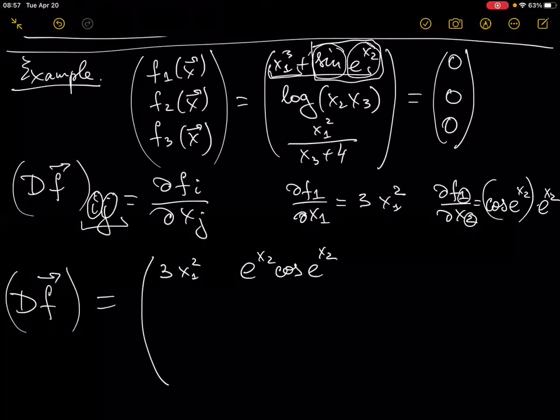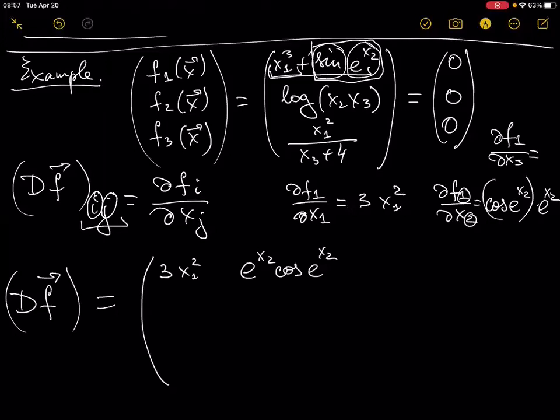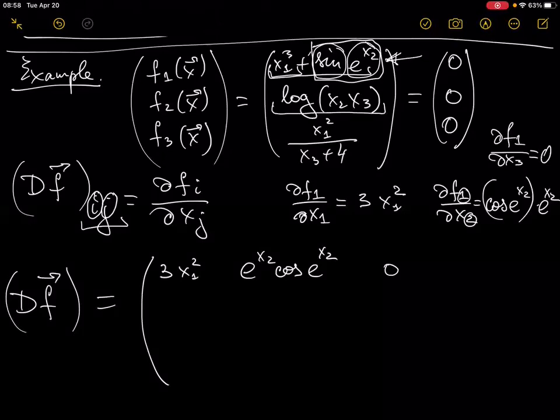Okay, what will be df1 by dx3? Just 0. Right, because there is no dependence on x3 here, right? Partial derivative is just 0. Okay, df2 by dx1. So this is my f2. Does it depend on x1 at all? No. The partial derivative will be 0. Right? Okay, df2 by dx2.